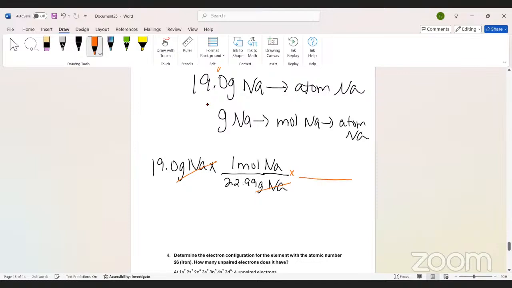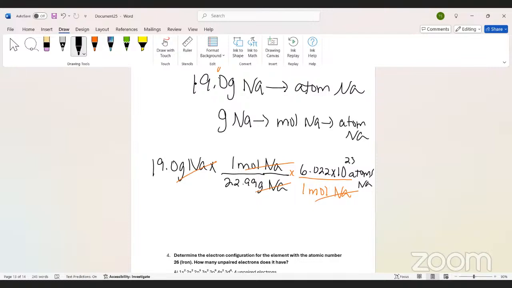In this last step, we're going to put 1 mole on the bottom to cancel out your moles of sodium. And on the very top, Avogadro's number, which is 6.022 times 10 to the 23rd atoms of sodium. And all you have to do now is plug that into your calculator. Grams to moles to atoms.